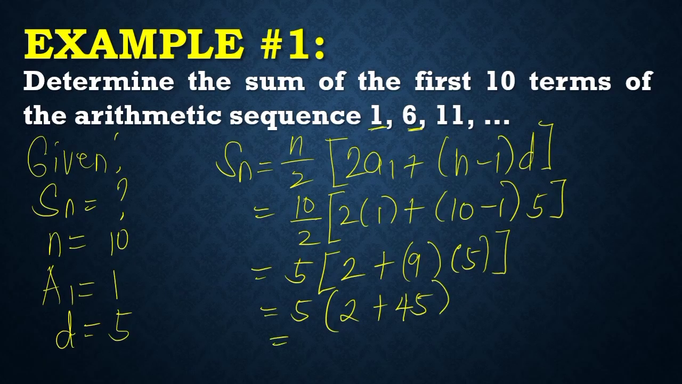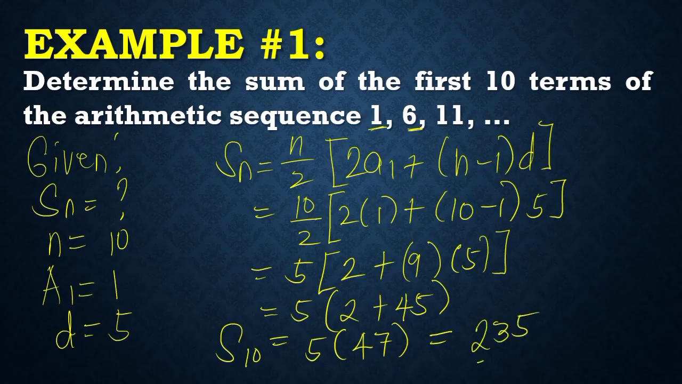Next, 5 times 2 plus the product of 9 and 5 is 45. Next, S sub 10 is equal to 5 times the sum of 2 and 45 is 47. So, kapag minultiply natin yung 5 sa 47, ang magiging sagot ay 235. So, the sum of the first 10 terms of the arithmetic sequence 1, 6, 11 is 235. So, kung gusto nyong i-check yung sagot nyo, pwede nyo namang ilista yung mga numbers. So, 1, 6, 11, and then yung hanggang 10 terms. So, I assure you ang sagot is 235.